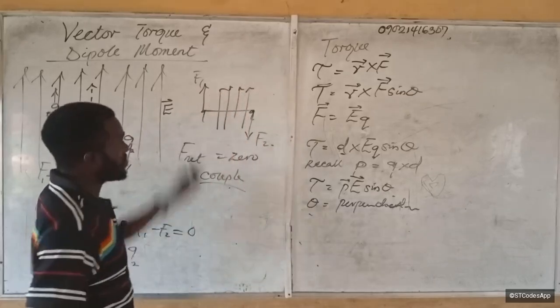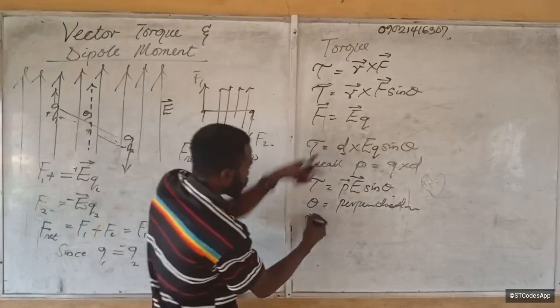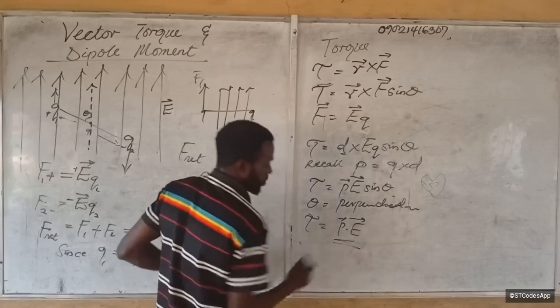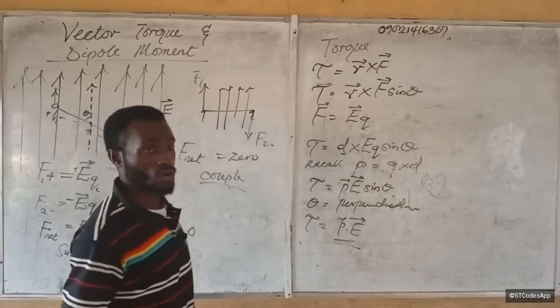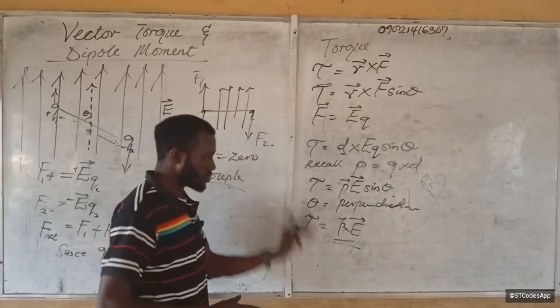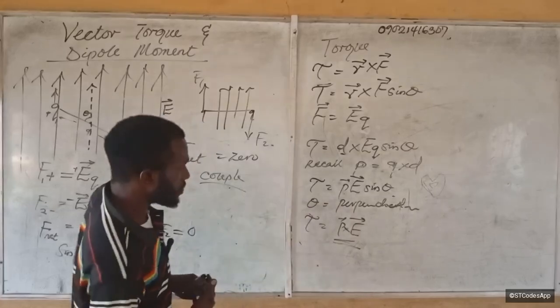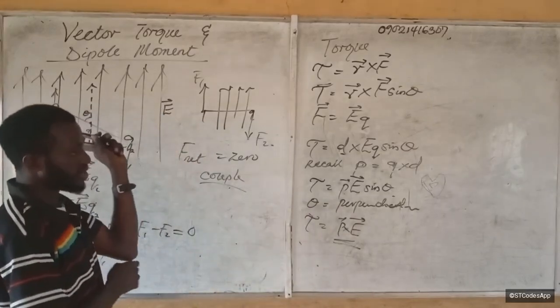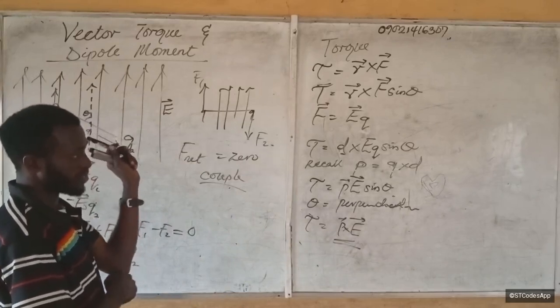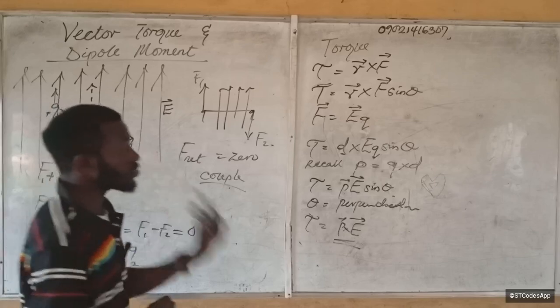Does that make sense? So if this is the case, then our value of torque is going to be what? P cross E vector. You understand? So that's going to be the value P cross E. Okay? All right? So this is going to be the value of our torque. Now, what can we make out of this?